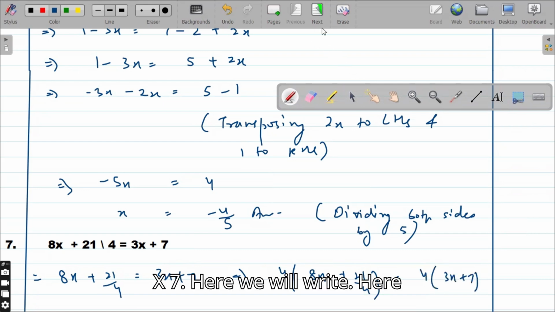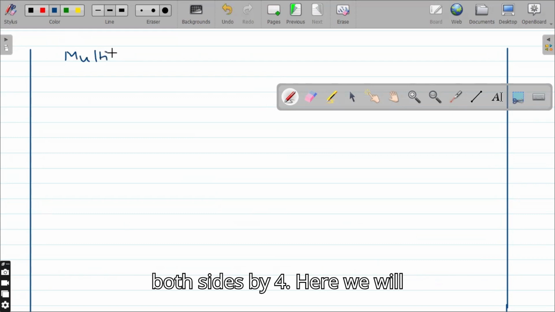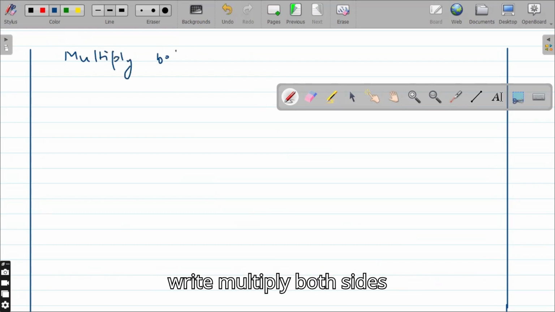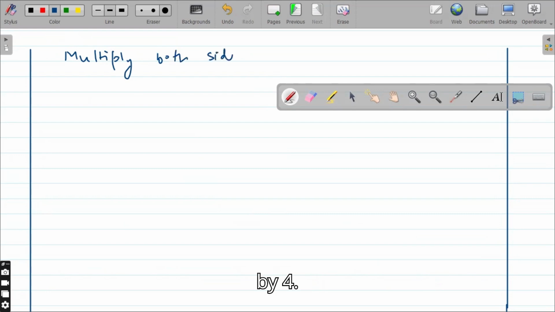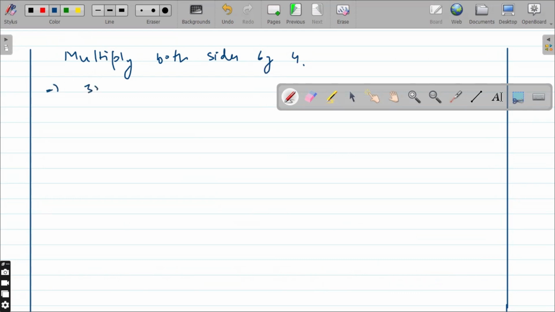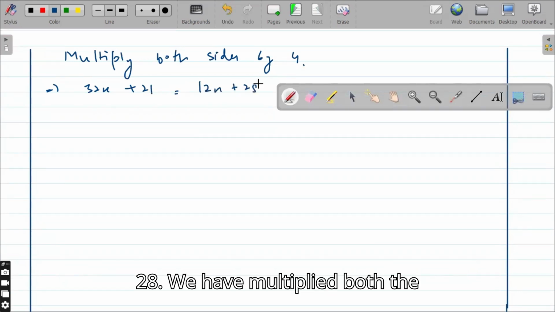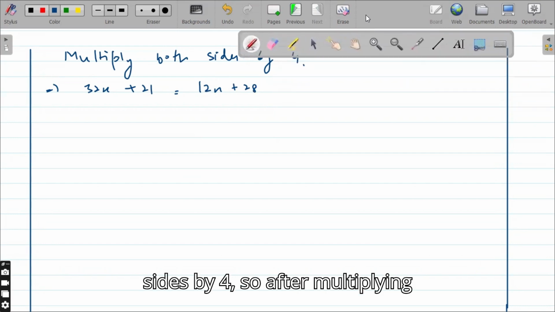Here we will write multiply both sides by 4. So in our next step, we will write 32x plus 21, that is 12x plus 28. We have multiplied both the sides by 4.